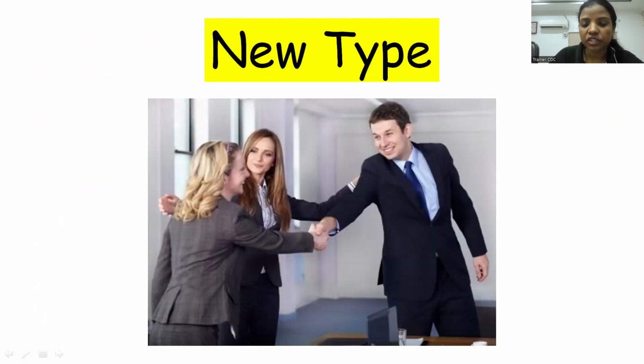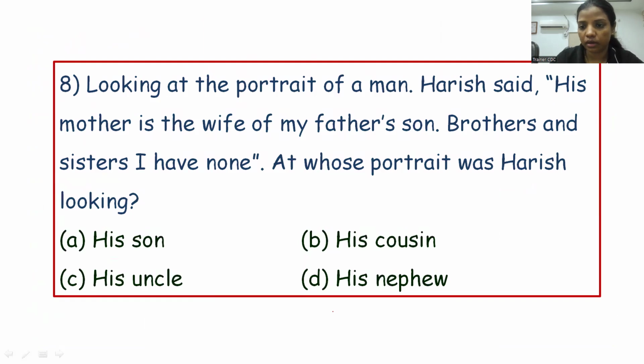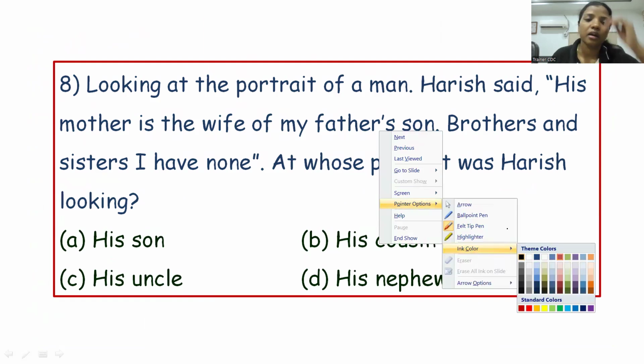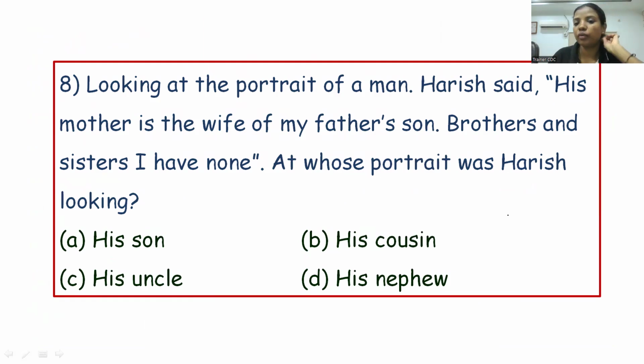Let's solve one question from a new type of example. Looking at the portrait of a man, Harish said, his mother is the wife of my father's son. Brothers and sisters, I have none. Now here, how can you solve this question? It's a very easy thing to solve this kind of question. First of all, you have to check who is speaking. Harish is speaking.